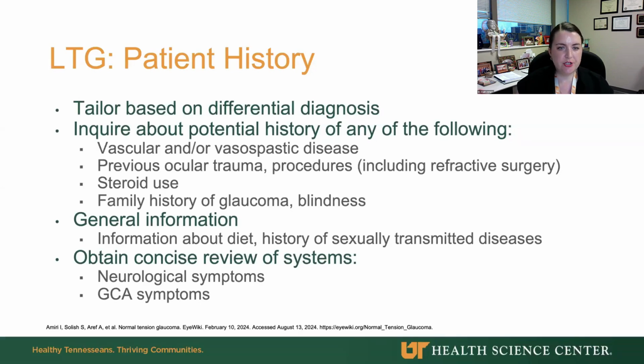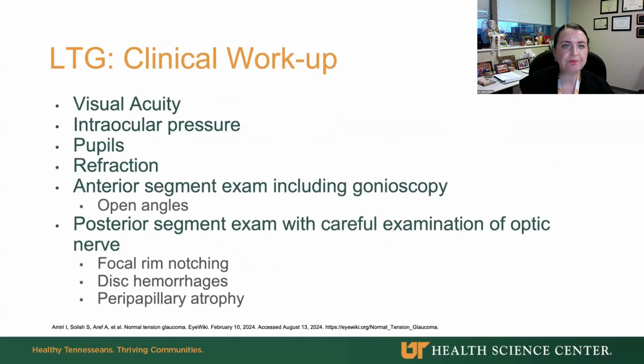Other general information, ask about diet if you're thinking nutritional deficiency. You ought to inquire about any history of sexually transmitted diseases if you're thinking syphilis is a potential differential diagnosis. And then do obtain a concise review of systems, inquiring specifically about neurological symptoms if you're concerned about a CNS lesion, and giant cell arteritis symptoms.